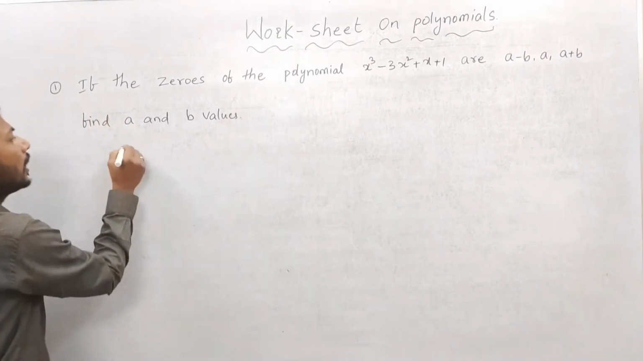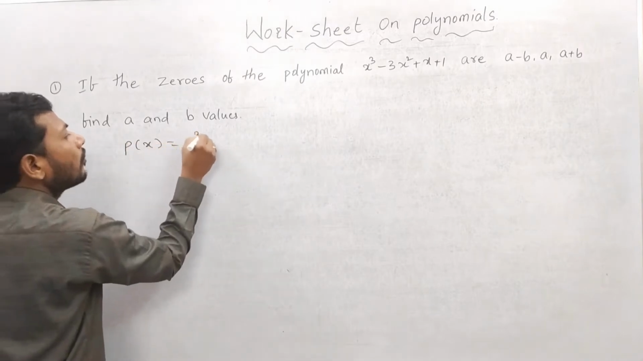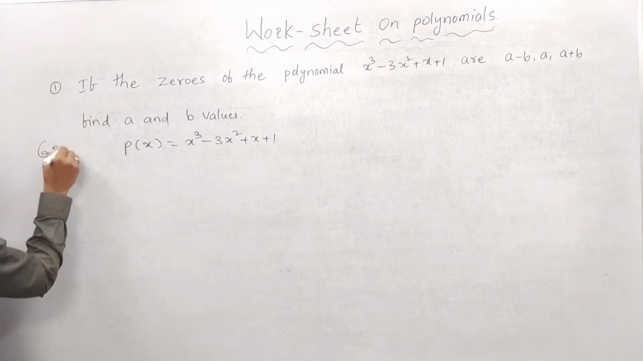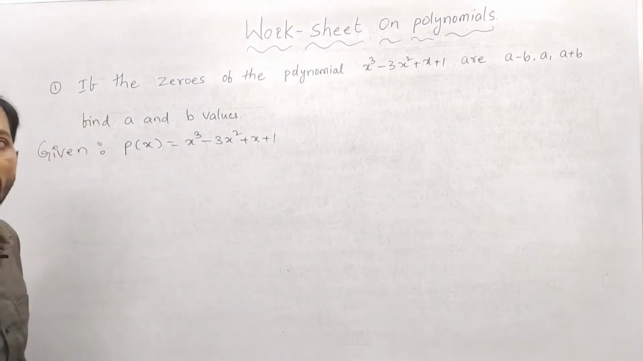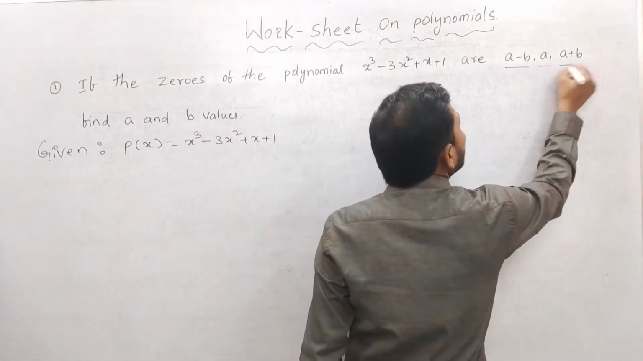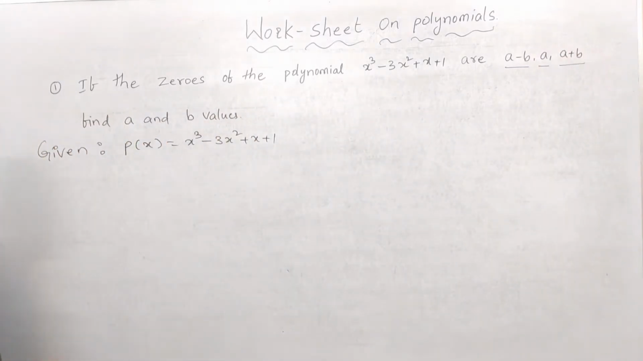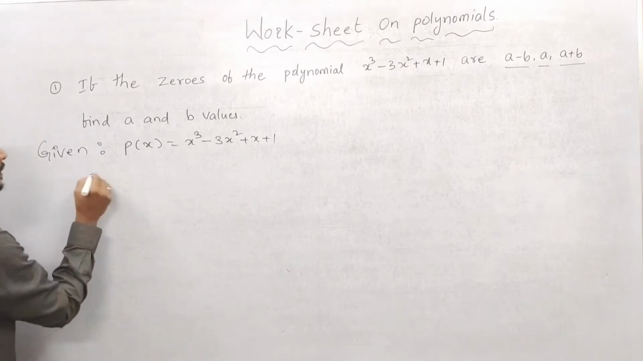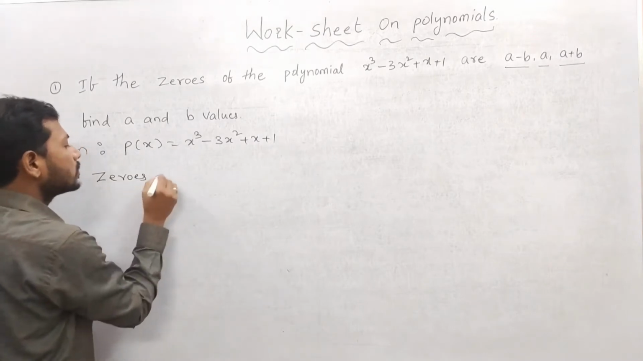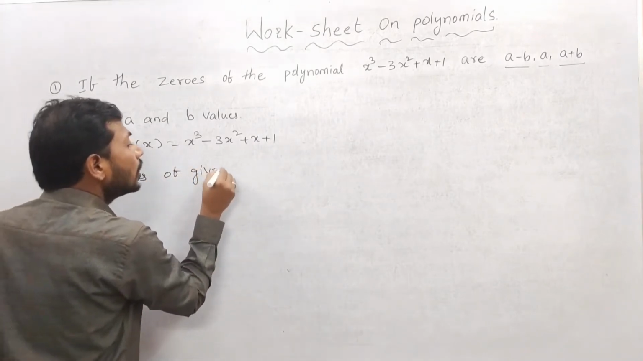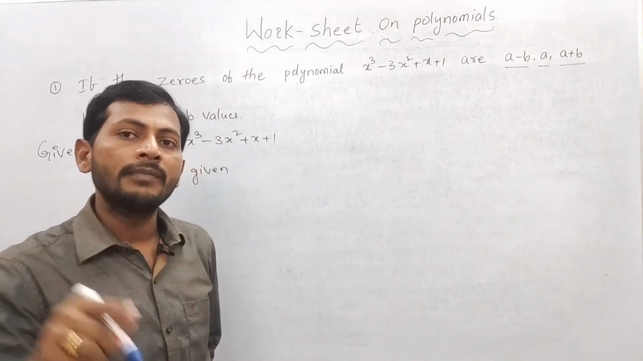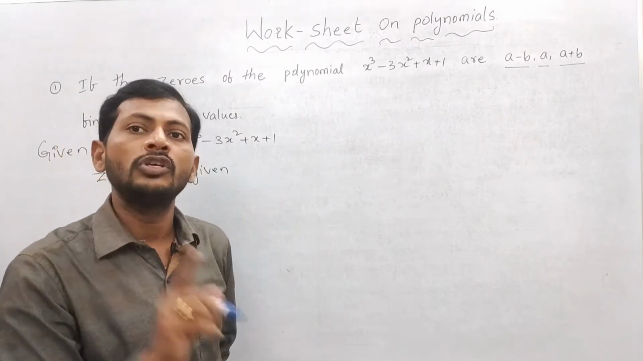The given polynomial, I am writing, p of x equals x power 3 minus 3x square plus x plus 1. This is given. Very good. Second thing, what are the zeros given? Sir, the zeros given are a minus b, a and a plus b. You should know what is meant by zeros of the polynomial. Zeros of a given polynomial means whatever value you substitute in the equation, if the equation value becomes 0, then that value is called a zero of the polynomial.